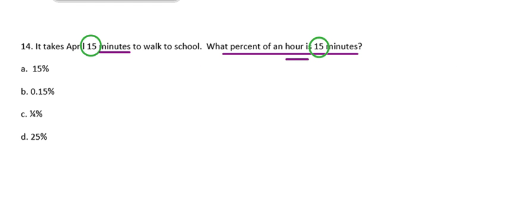Question 14. It takes April 15 minutes to walk to school. What percent of an hour is 15 minutes? 15%, 0.15%, 1/4%, or 25%?